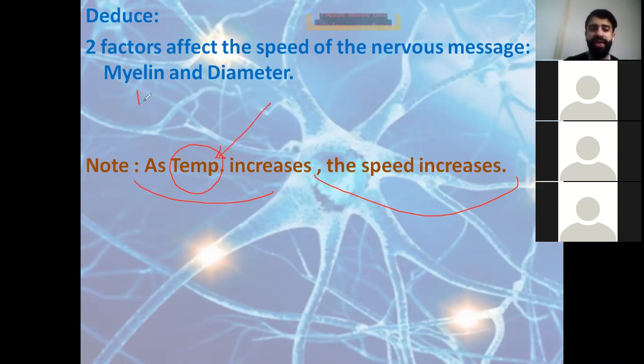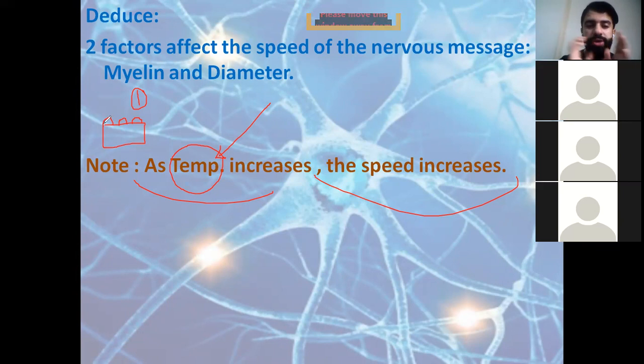So here we have myelin, this is the first factor that affects. The presence of myelin leads the message to move in a saltatory movement. If you remember, here we have the myelin shaft, and we have the space between them. Who remembers what we call the spaces or the gaps between the myelin shaft? What do we call it?